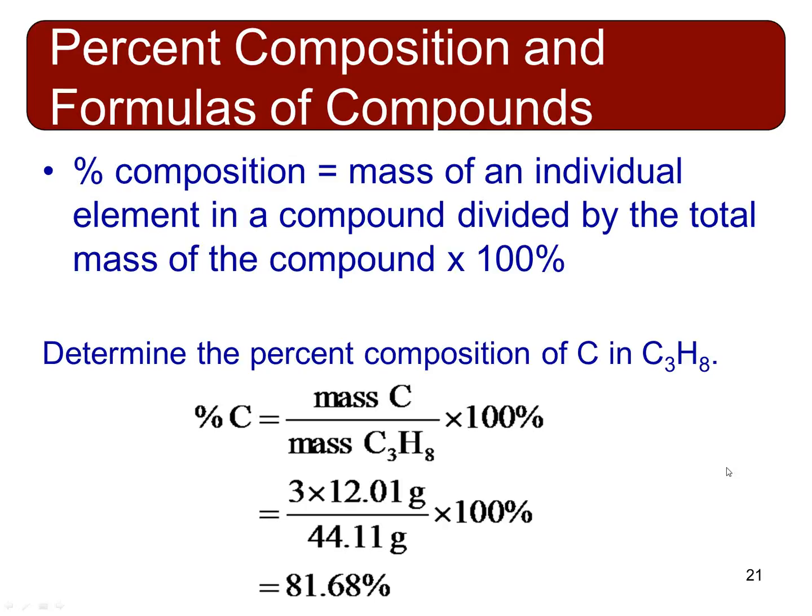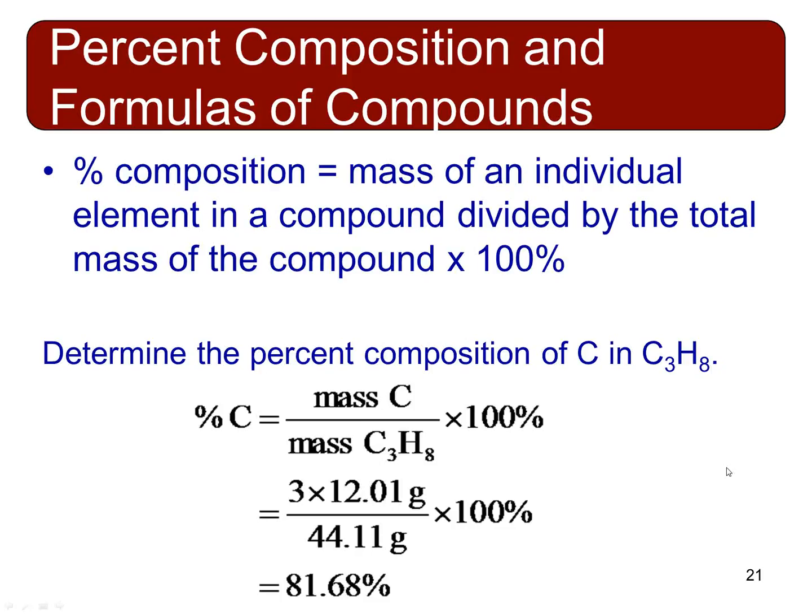Okay, so if we added up the total mass, we did this earlier, so we came up with 44.11, and then we multiply times 100. So you take the number of atoms times the formula weight, or the atomic weight, of carbon, or whatever atom you're looking at, and then you divide it by the total formula weight of the compound. And here, you get 81.68%.